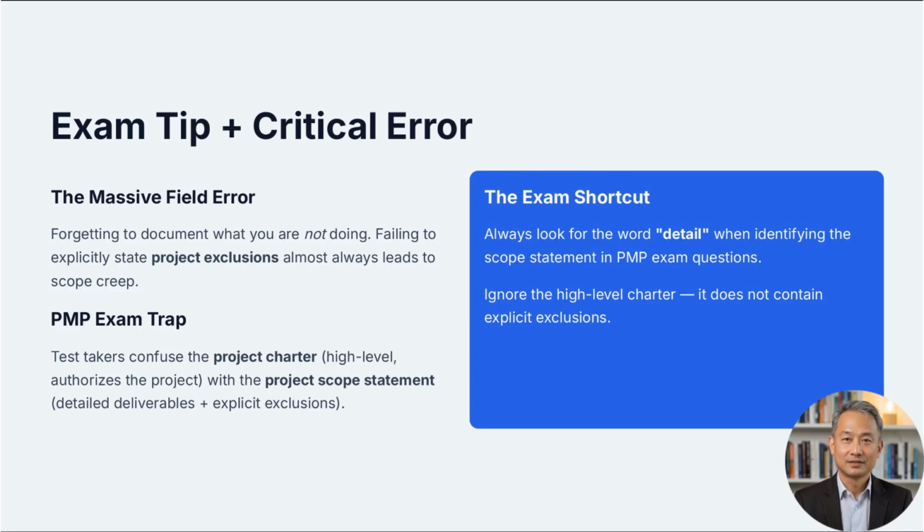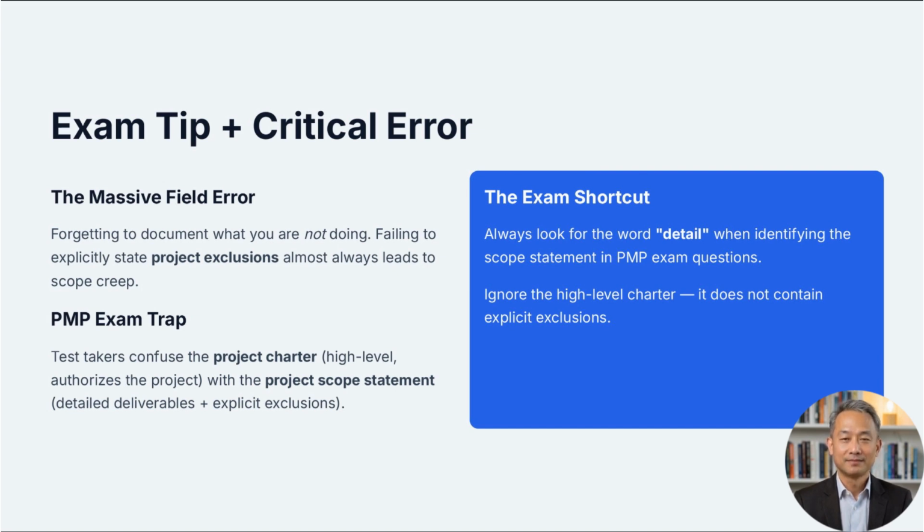Another massive error is forgetting to document what you are not doing. Failing to explicitly state project exclusions almost always leads to scope creep. For your professional certification exams, test takers constantly confuse the project charter with the project scope statement. The charter contains high-level information and authorizes the project, while the scope statement progressively elaborates the detailed deliverables and explicit exclusions. Always look for the word detail when identifying the scope statement during your PMP exam questions, and ignore the high-level charter.